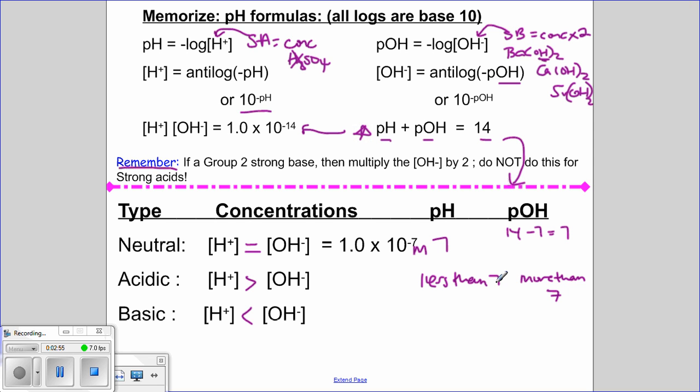This writing is lovely here. Okay, and in basic solutions, we know that the pH will be more than 7, and the pOH will be less than 7. And then the concentrations here will vary. It just depends on the concentration of the ions in solution.